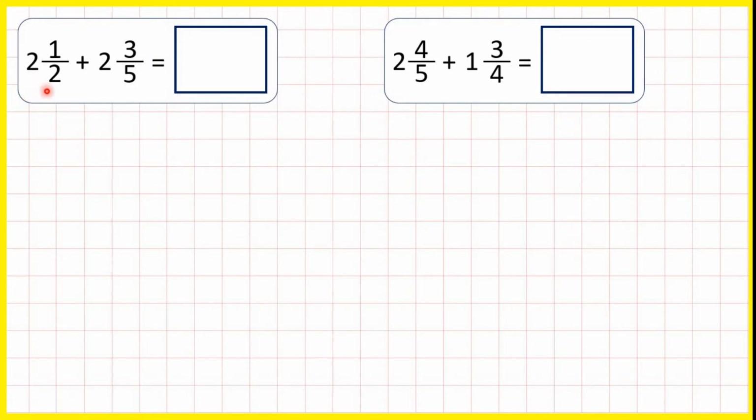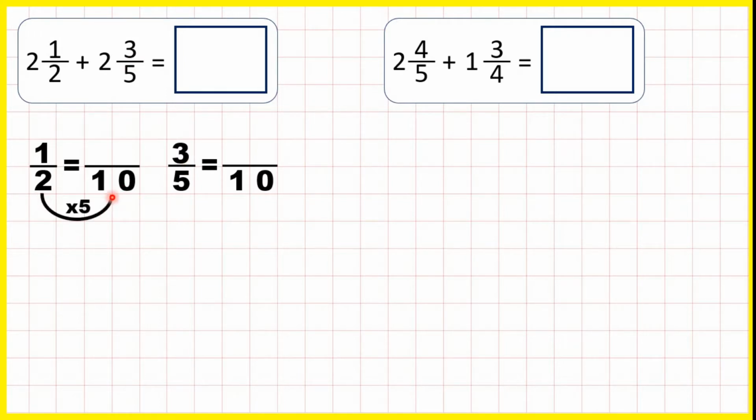We have 2½ plus 2 3/5. So we're adding mixed numbers, and the first thing we do is get the denominators of our fractions the same. So 10 is in the 2 and the 5 times table, so we can find equivalent fractions to 1/2 and 3/5, which have a denominator of 10. 2 times 5 is 10, 1 times 5 is 5, 5 times 2 is 10, 3 times 2 is 6. So we can rewrite our question.